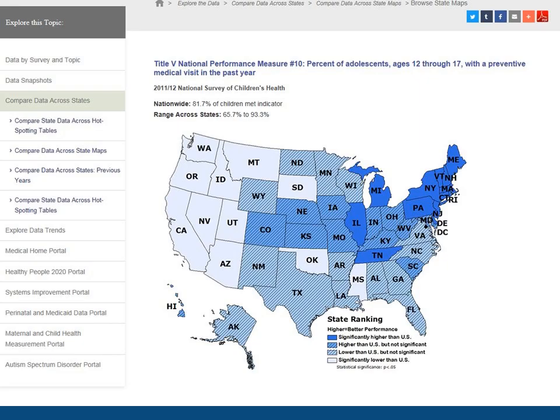Here's one of the maps that they have available. This is the percent of adolescents with a preventive medical visit in the past year. It's kind of interesting to see this east-west divide here that seems to be much higher on the East Coast than the West Coast. I'm not exactly sure why that would be, but it's interesting.